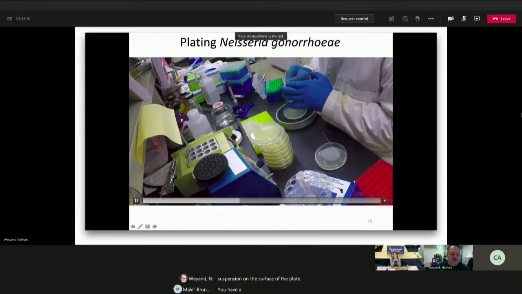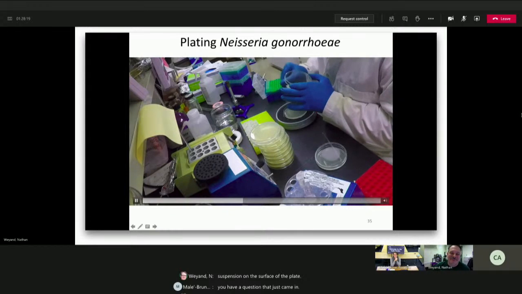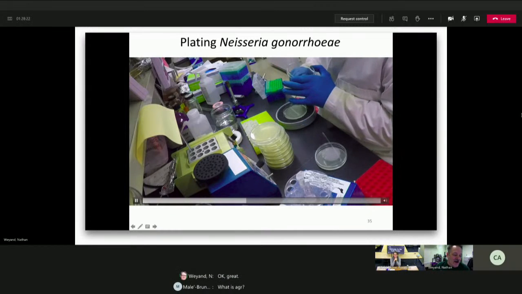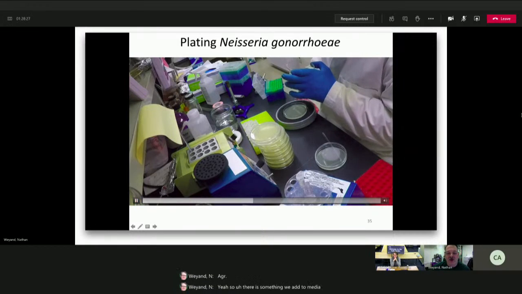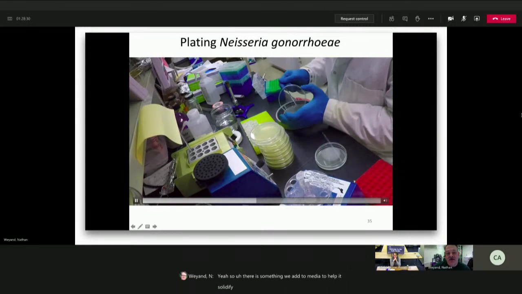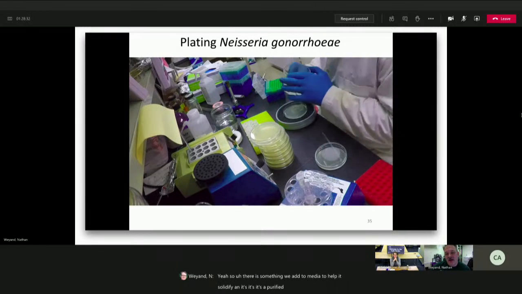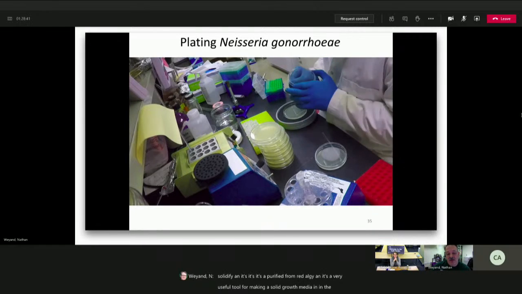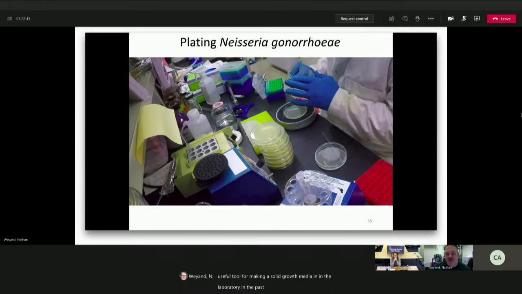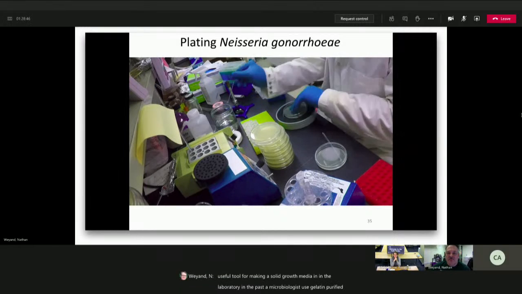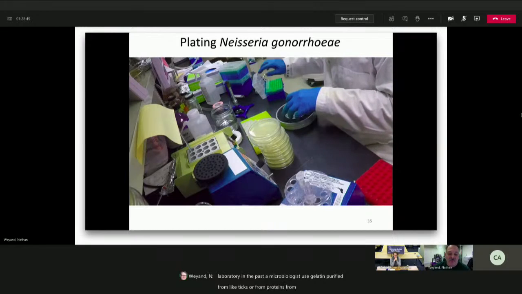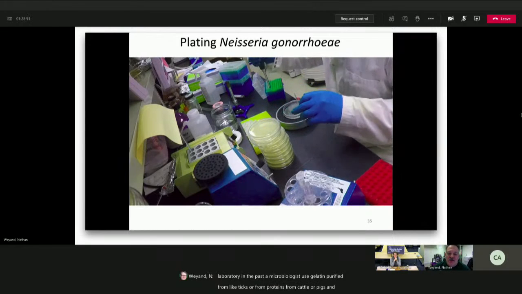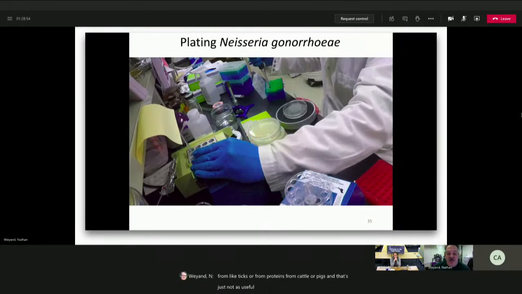You have a question that just came in. Okay, great. What is agar? Agar is something we add to media to help it solidify. It's purified from red algae, and it's a very useful tool for making solid growth media in the laboratory. In the past, microbiologists used gelatin purified from pigs or from proteins from cattle or pigs, and that's just not as useful as agar.